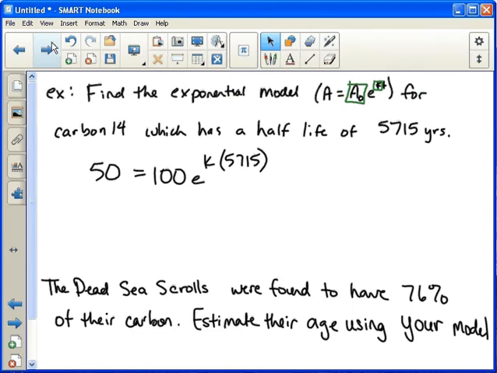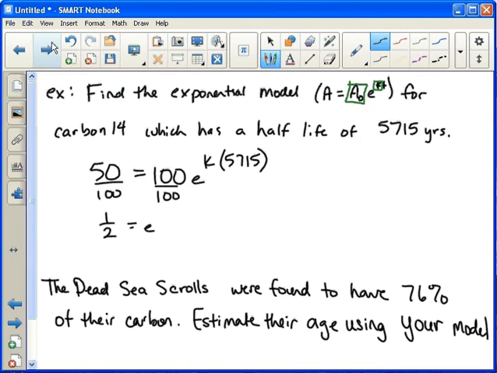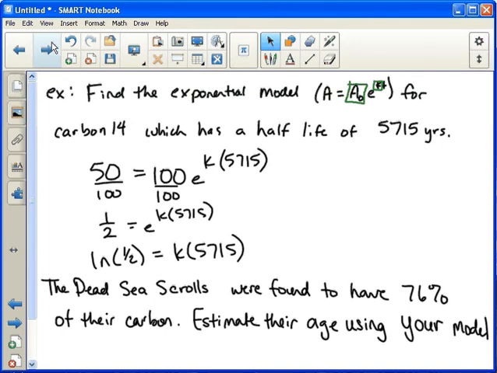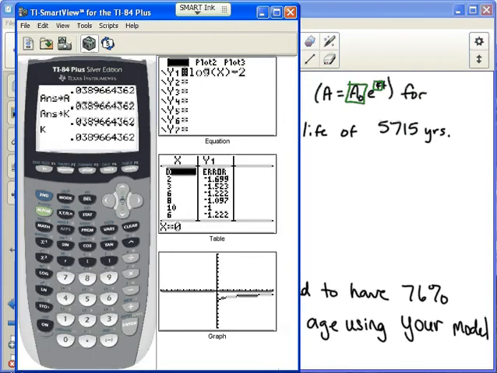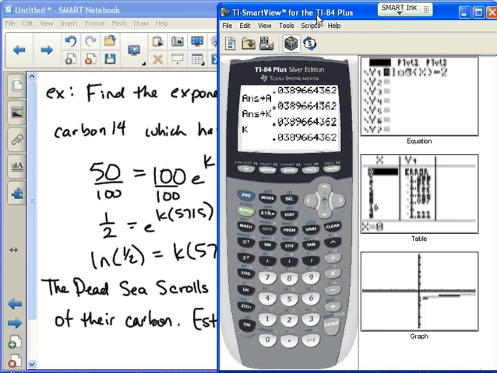Gives me 1/2 equals e to the k times 5715. I can take the natural log of both sides. I get the natural log of 1/2 equals k times 5715. And then divide both sides by 5715. So let's see what that gives us. Natural log of 1/2 divided by 5715.